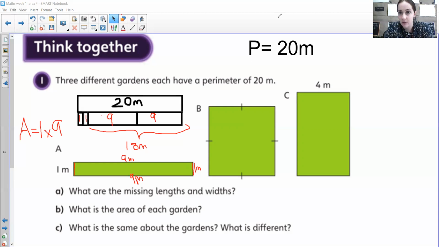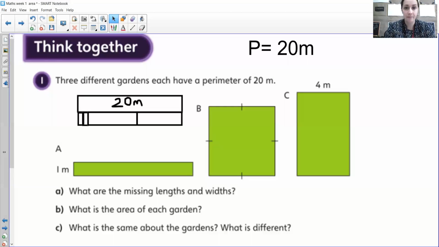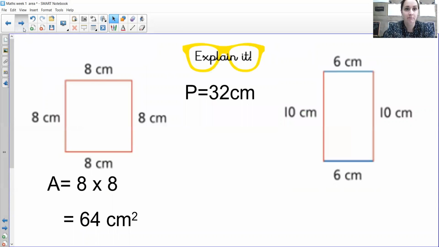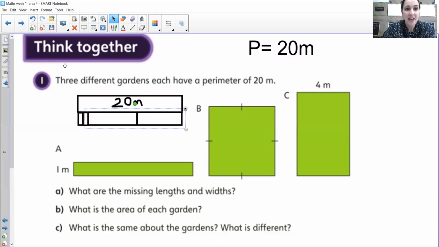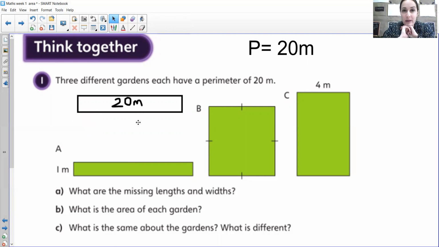Just going to get rid of all my drawings. There we go. Okay. Next one then. Let's have a look at B. Right. Ooh. Sorry, not quite sure what I did there. So with B, what information do we have about B that might be able to help us?